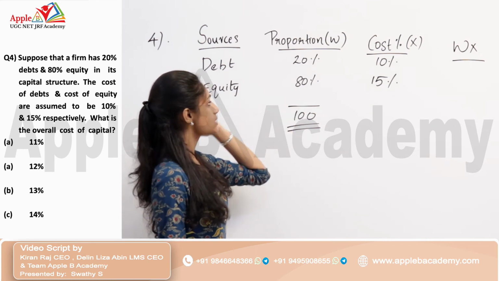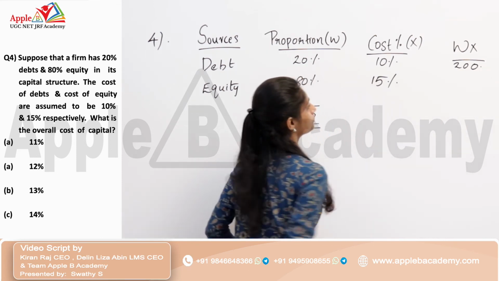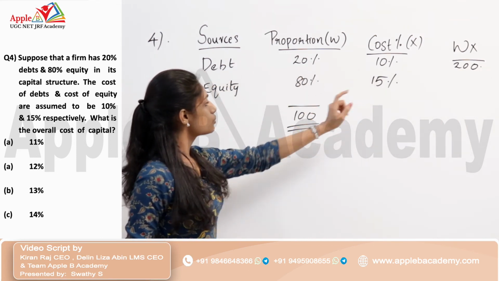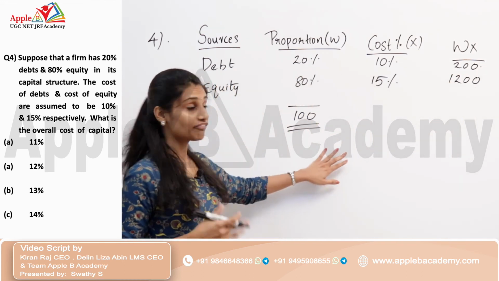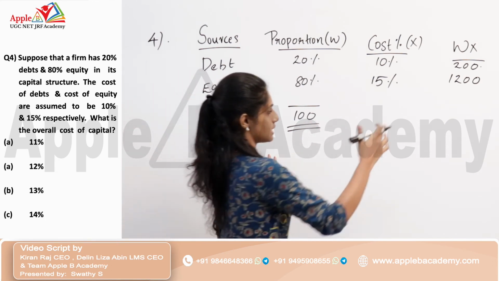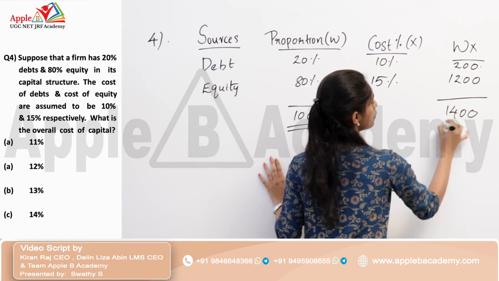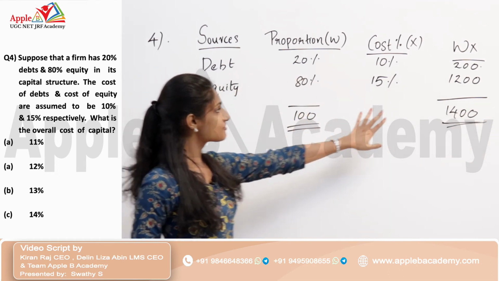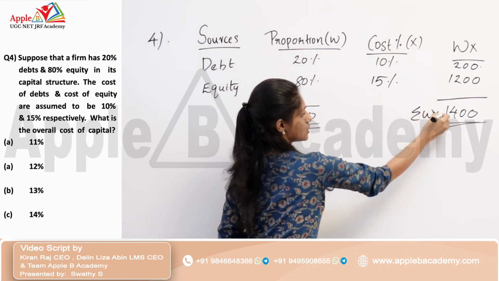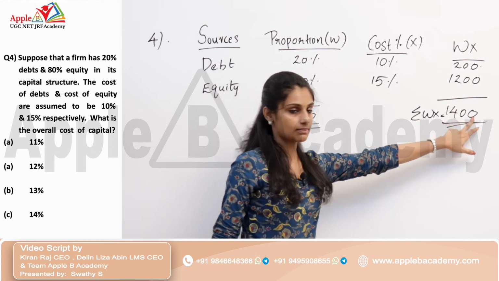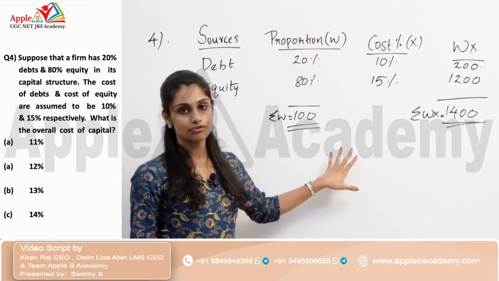So take it like this: 20 into 10, that is 200. Now 80 into 15, that is 1,200. Now you have to take the total of WX, that is 200 plus 1,200, that is 1,400. So we have sigma WX, which is the total of WX, and this will be divided by sigma W, the total of the weights.